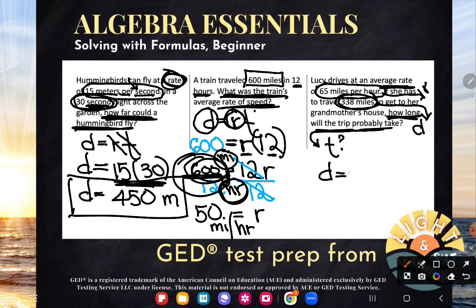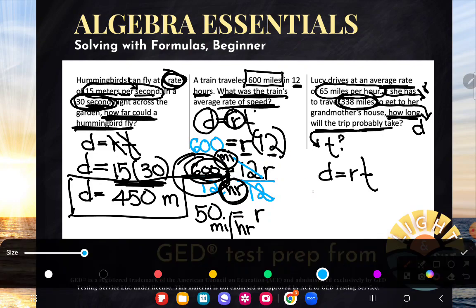So let's bust out our formula, our distance formula. D is equal to RT. And we know the distance. The distance was 338 miles. Okay? And that's going to be equal to, we know the rate. The rate was 65 miles an hour. And we don't know the time. And I could put that T in parentheses, but I don't need to because that's the way we usually write it when we're multiplying numbers and letters. We write the coefficient or the number first and the variable or the letter second. And now I can see that I don't know what T is right now because T is not alone.